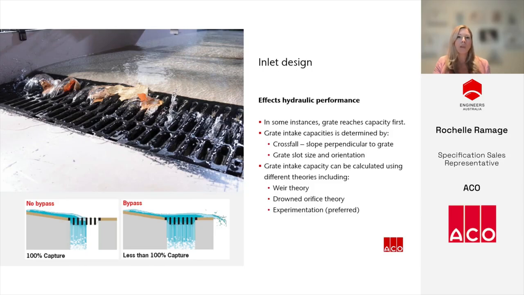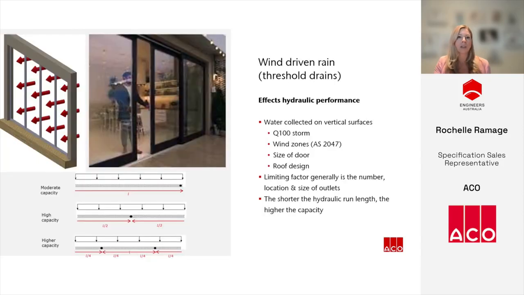For threshold drains, we're dealing with wind-driven rain, not catchment runoff. That means the grate doesn't need to handle large volumes, but it does need to capture water consistently along the entire length of the doorway. The water blown up against the doors from the wind is the main runoff a threshold drain needs to deal with. Specifically, this is the water that collects on the vertical surface, so the surface of the door. Threshold drains are sized to capture wind-driven rain and wash down only.